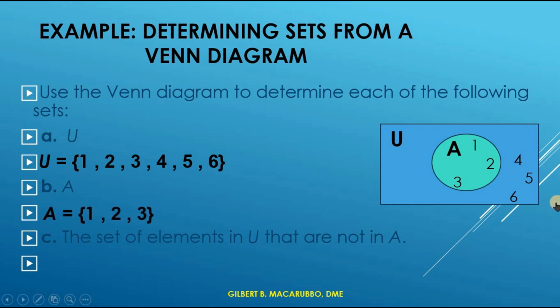So set A contains the elements 1, 2, 3. Okay, the set of elements in U that are not in A is what we call the complements. So the complements of set A is 4, 5, and 6.